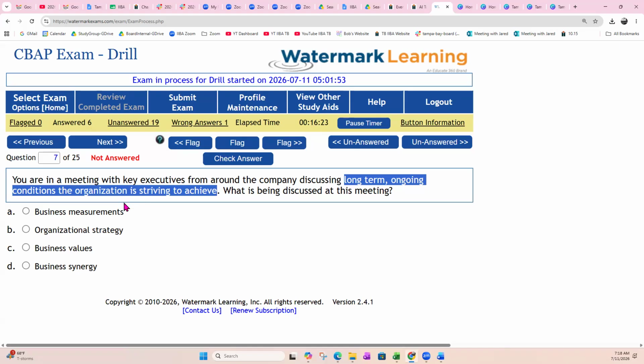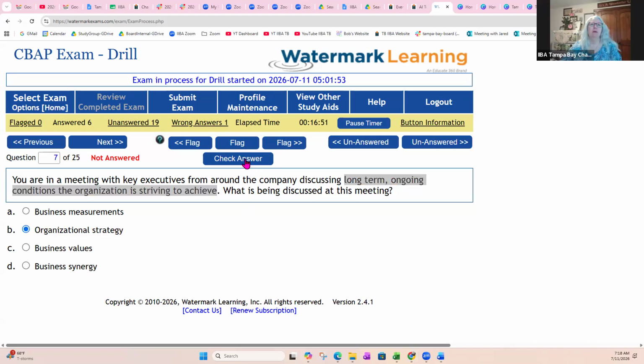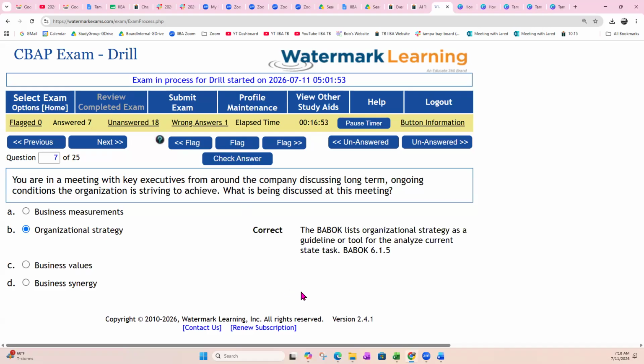Business measurements or organizational strategy. I'm also thinking B or C. Organizational strategy is ongoing, it says ongoing conditions, long term strategy. I go with B. B as well. And B, okay. You're all correct. The BABOK lists organizational strategy as a guideline or tool for the analyze current state task. Very good.